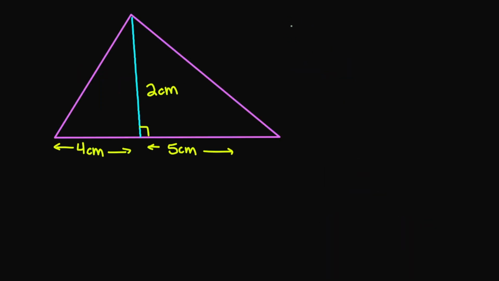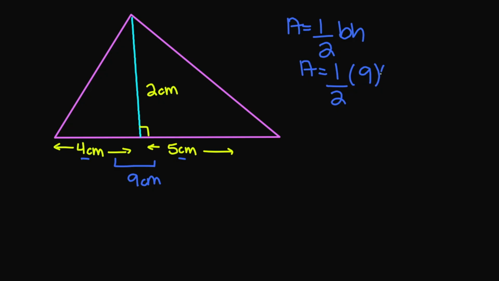So let's look at this example. We have A equals 1/2 our base times our height. So 1/2 times our base. Our base here is going to be 9 centimeters because we have 5 and we're going to add our 4 here. So you're going to get 9 as your base. So we're going to put 9 here. And then our height is going to be 2 centimeters.